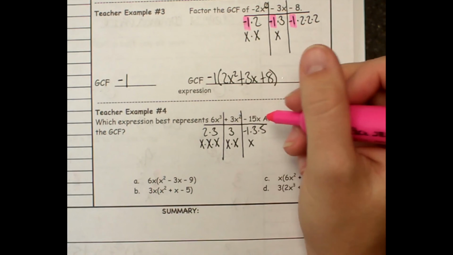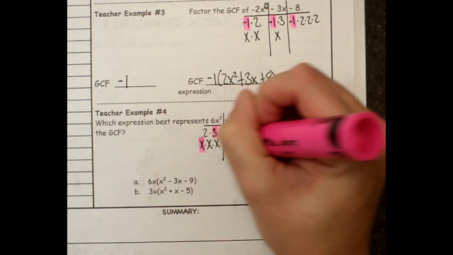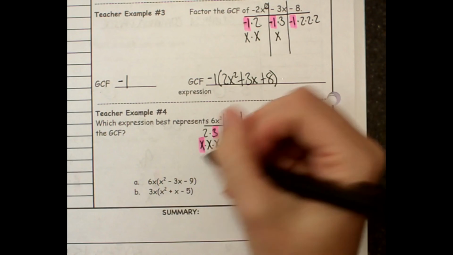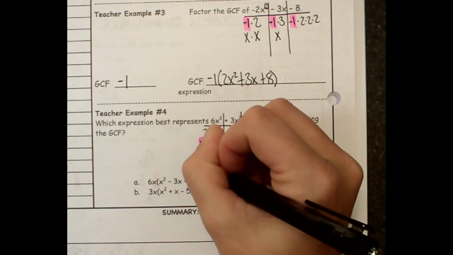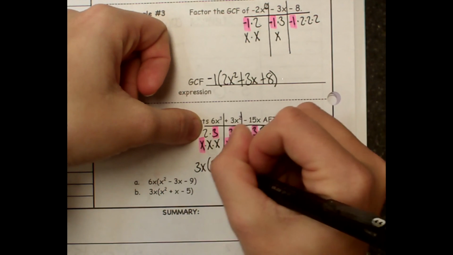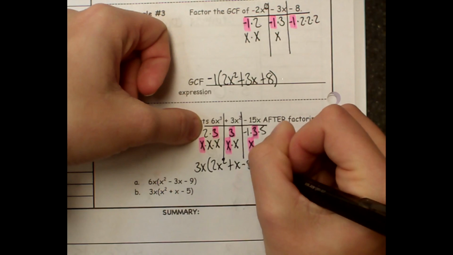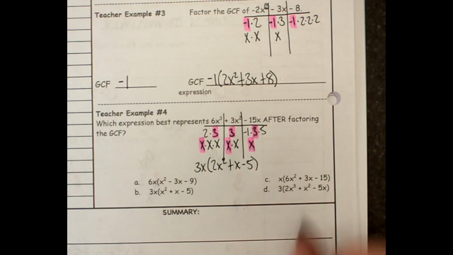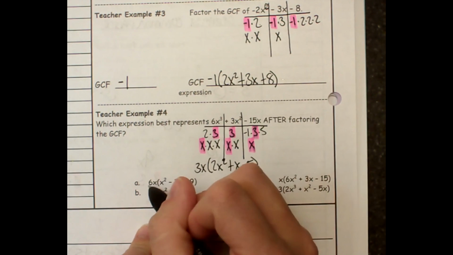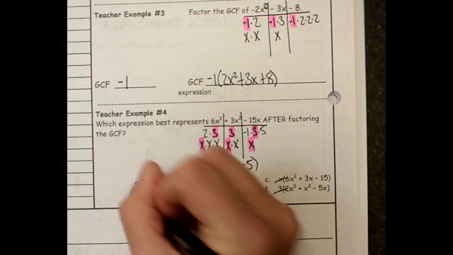So if we take what everybody shares, it looks like we have a 3 and we have an x. So your GCF is going to be 3x, and then what's left, you have 2x squared plus x minus 5, because negative 1 times 5 is minus 5. So then you look and see, well, GCF has to be correct, so it can't be A, can't be C, can't be D. Looking, it has to be B.